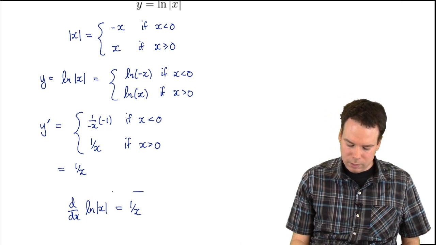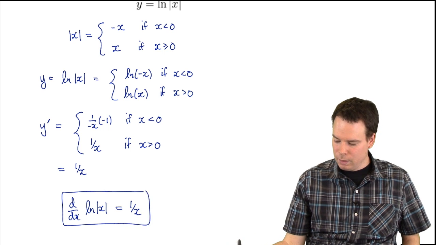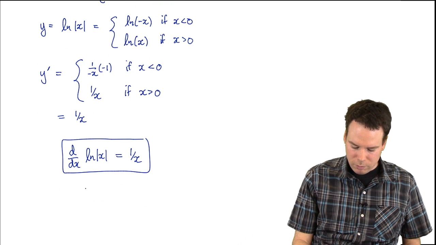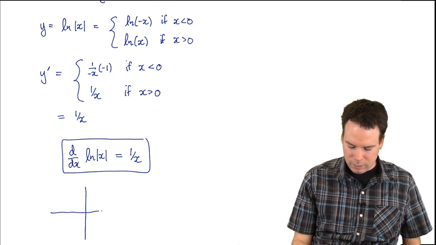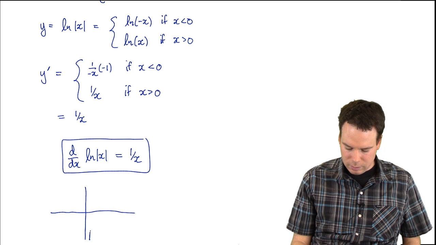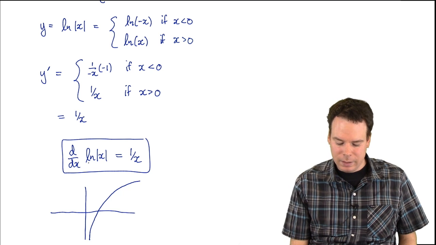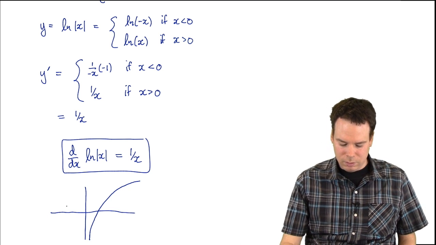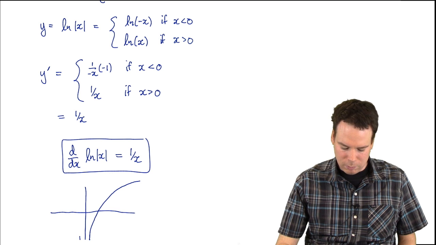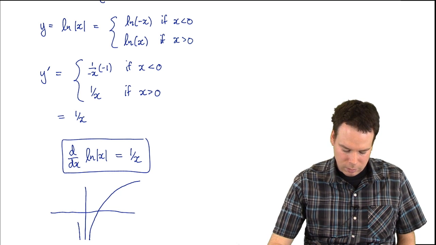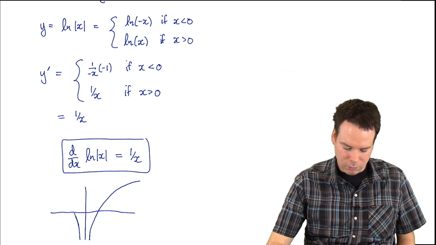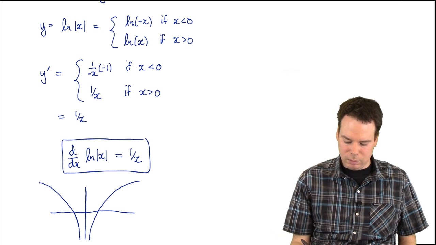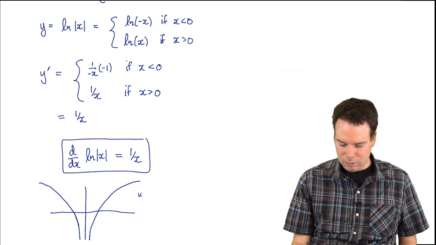The nice thing about this fact is that if you think about what the graph of ln of x looks like, ln of x looks like this. That's ln of x. What does ln of absolute value of x look like? Well, it just allows us now to have negative x values in the argument because they're going to have first their absolute value taken before their logarithm. So it looks something like this. We've got this nice symmetric function now. This is y equals ln of absolute value of x.